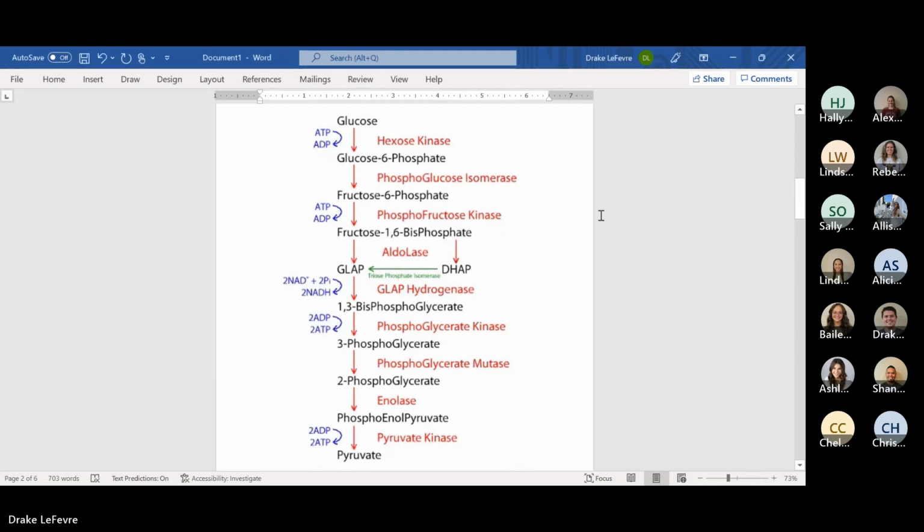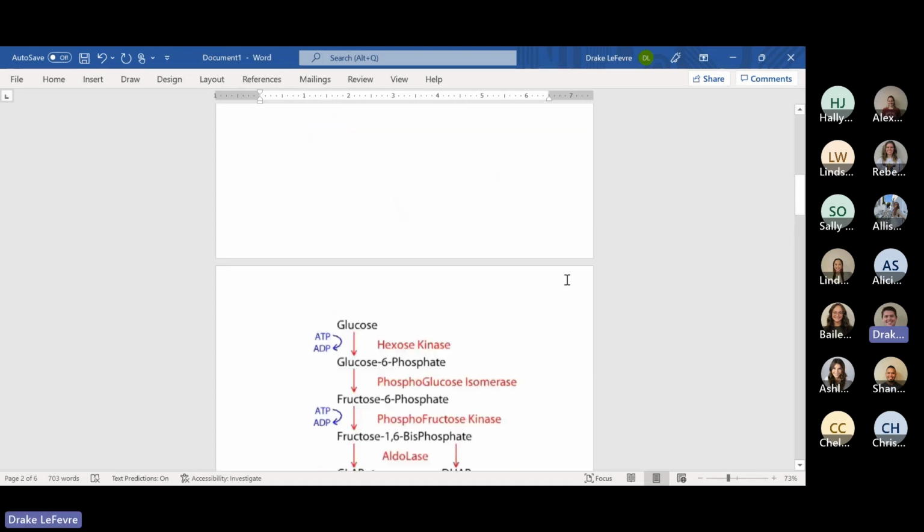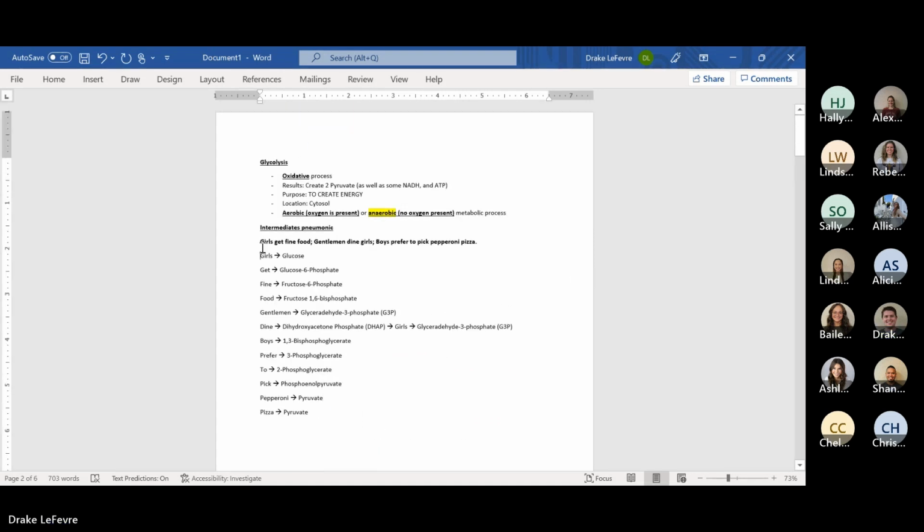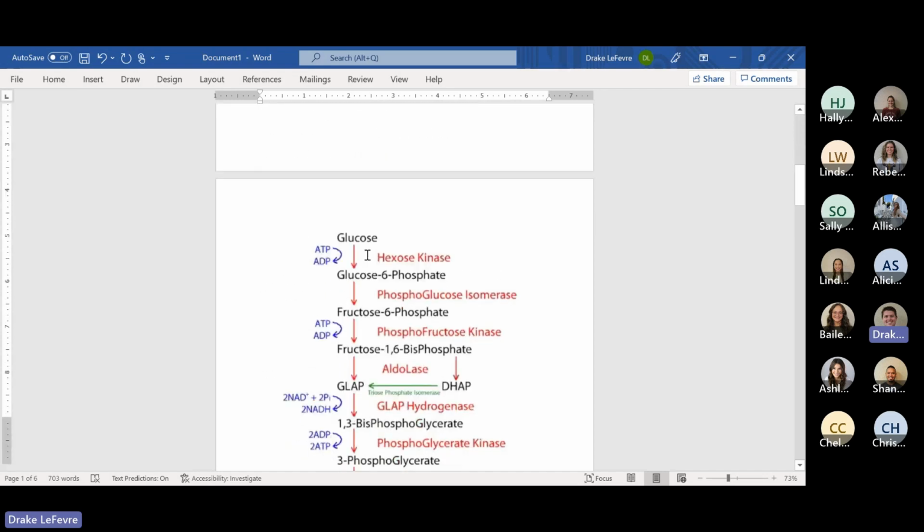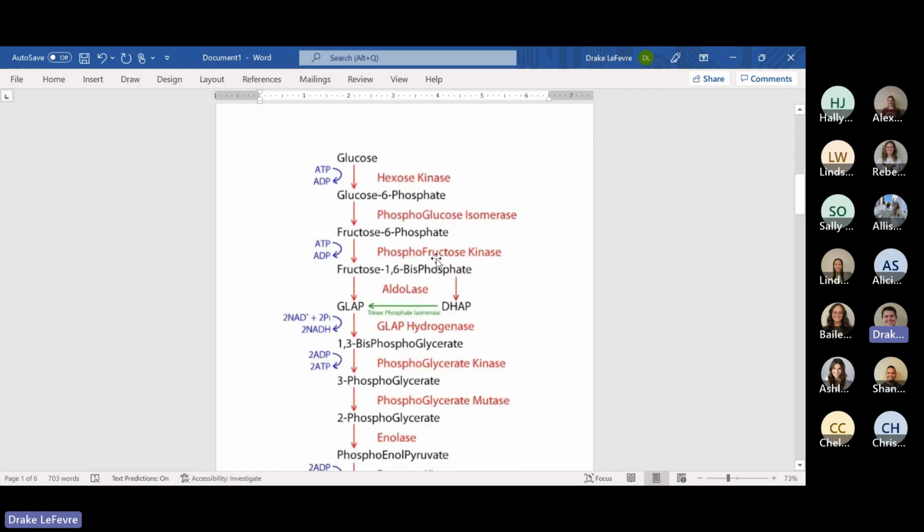Okay. Keep going. That first mnemonic will help a lot to understand the intermediates. You will get asked questions like: what does glucose 6-phosphate go to? What is the next step after glucose 6-phosphate? What enzyme converts glucose 6-phosphate to fructose 6-phosphate? Those are the sorts of questions that you'll start to see within this material.